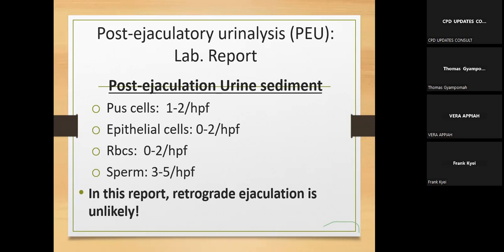The lab person should be able to write a report to say that, yes, there should be a certain threshold. It should be more than 5. So if you are getting sperm 3 to 5, in this particular case, retrograde ejaculation is unlikely. Let me see if this is my question coming. Well, very good. So Clifford, that's exactly the question.